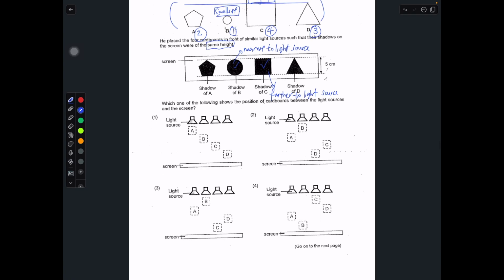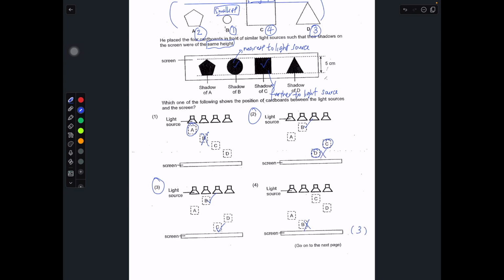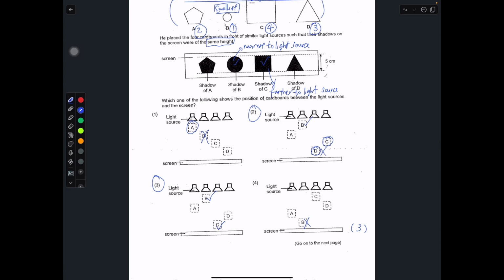So you take a look, B must be nearer and C must be further. So this one is definitely out because A is the nearest. This one possible, this one possible, this one definitely out. So you are left with 2 and 3. Then another one is that C must be furthest. Okay, this one is correct. And you see D is the one that's furthest, so this one is wrong. So the answer is 3, because over here this one is the smallest object, this one should be the largest object.